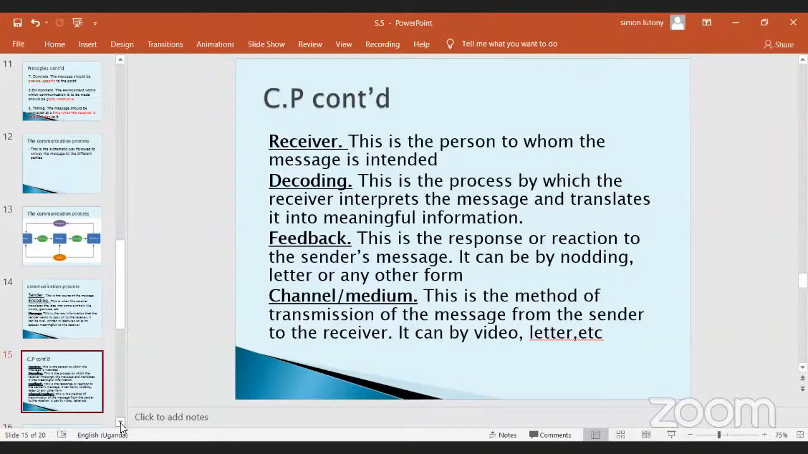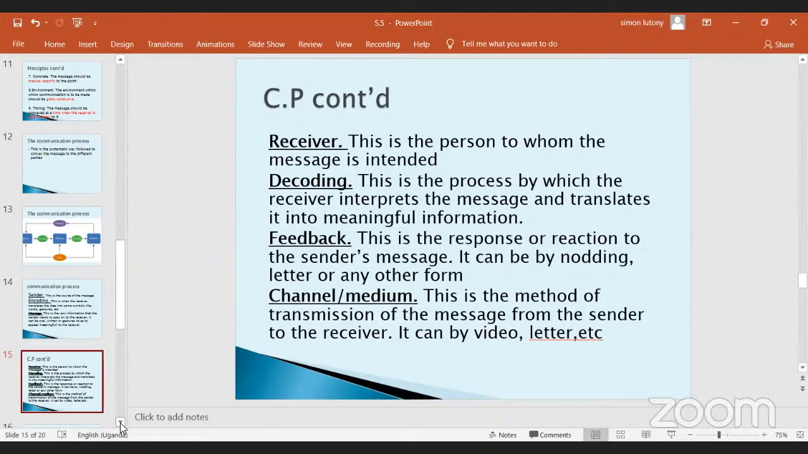Moving on, we have what you call the feedback. Feedback is the response or reaction to the sender's message. Your reaction can be just by nodding, it can be by letter writing, or another person may just react by doing what the sender told him. Take an example. If I just say, come here, you may not react with any word, but you just react by coming, okay? So that can also be another way of responding to the message.